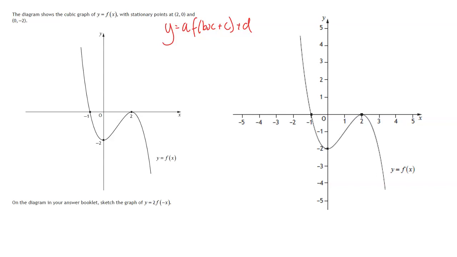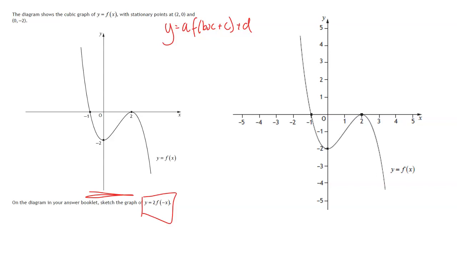So we have our original graph here. And what it's saying is, on the diagram in your answer booklet, which I've copied here to the right, sketch the graph of y equals 2f of negative x. So what we have to do is determine the effects of those two parts. So one of the effects is the 2 times the f of negative x, and the other one is the negative x part itself.